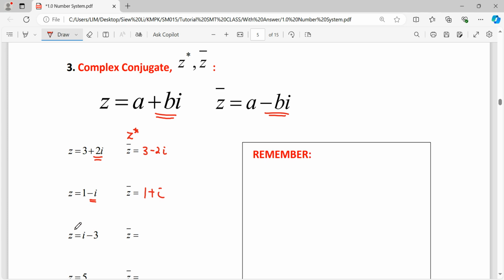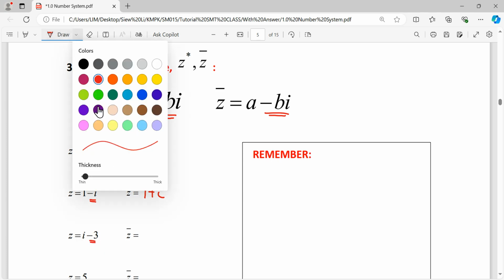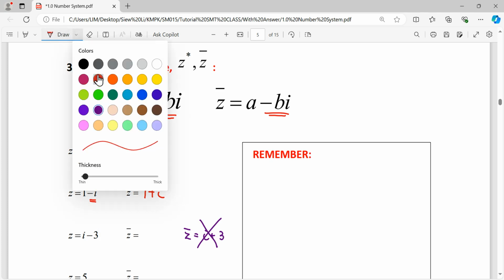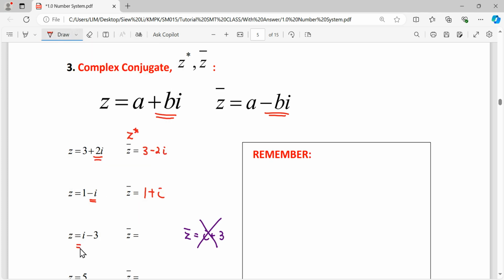For the third one, the complex number here is Z equals i minus 3. If we directly change it at the side here, it will be wrong. If you give us the complex conjugate as i plus 3, it is wrong. Why? Because we are not changing at the back, we are changing the imaginary part. So for this complex number, we need to rewrite in standard form where the real part comes first, the imaginary part comes after that. Then only we can change the part correctly. So it will be negative 3 minus i. Then only this will be correct.